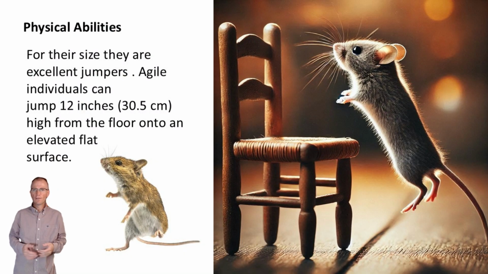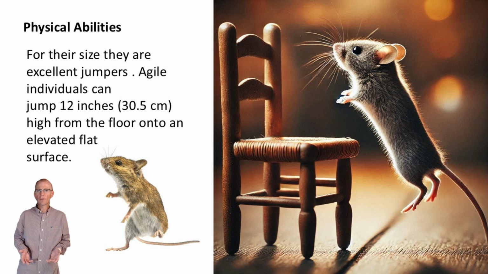Physical abilities: for their size, they are excellent jumpers. Agile individuals can jump 12 inches, 30.5 centimeters, high from the floor onto an elevated flat surface. So keep in mind, a lot of you think about mice just navigating along floors, staying really low, but the fact that they can jump up to 12 inches does help them get up into areas. So don't just think they just sit on the floor. They spring up pretty high with their back legs and can jump up to that 12 inches high.